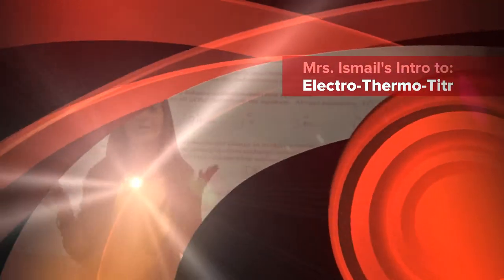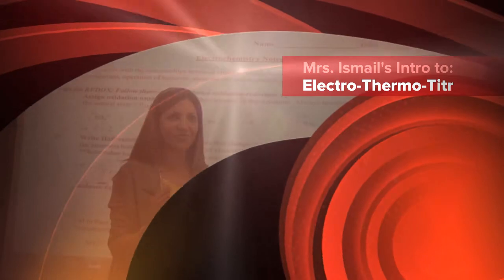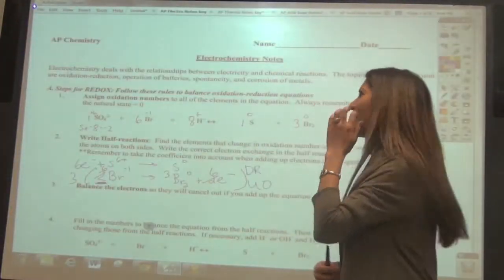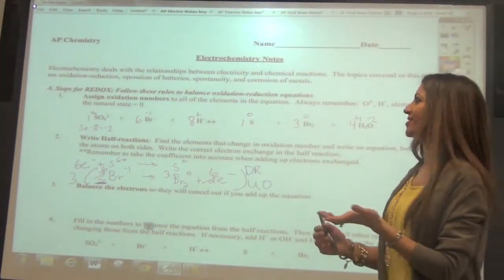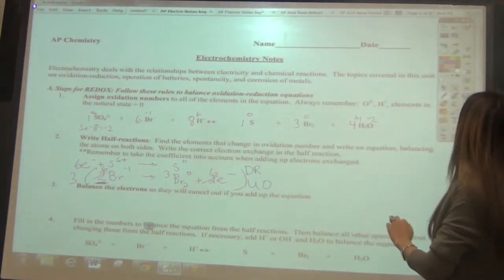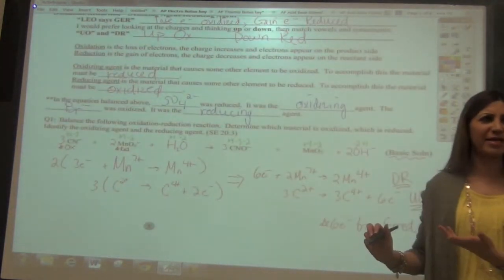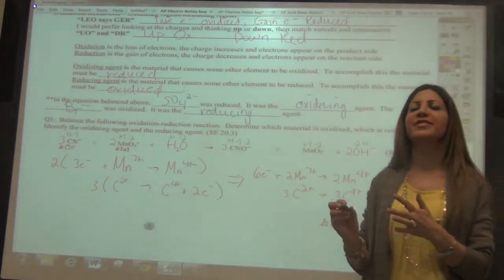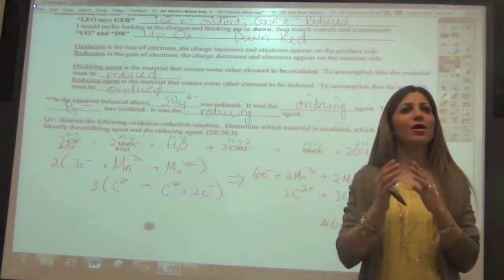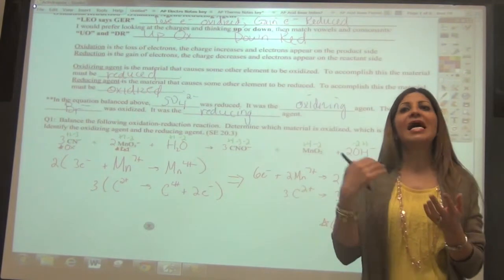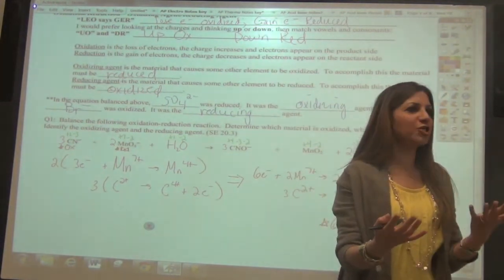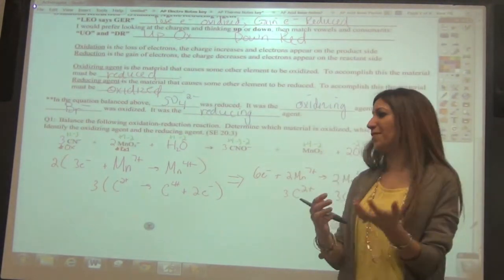Okay, so what we're going to do right now is just a quick little intro to electro and thermo, just in case you see some of these problems if you're taking practice tests. So in electro, basically what we're doing is we're kind of just reviewing redox in the beginning, because it's important that you understand that in a battery you have two parts to a cell. There's the oxidation part and there's the reduction part, and you're not going to have one without the other.